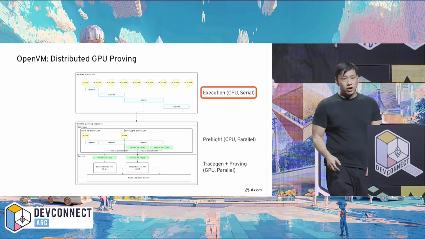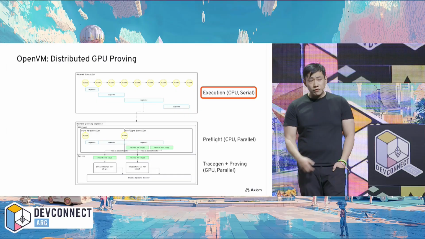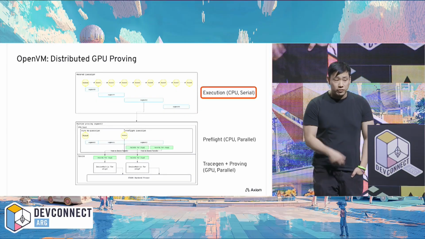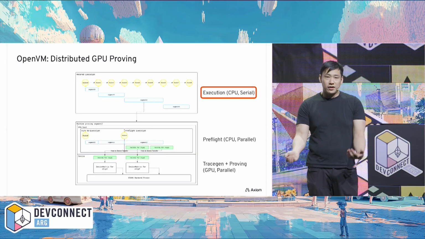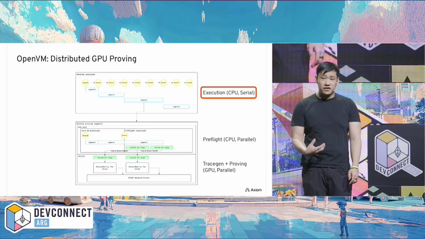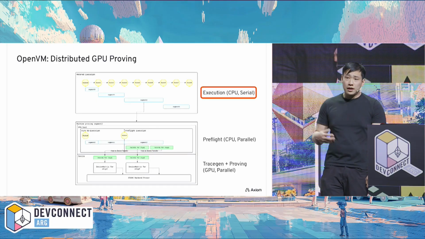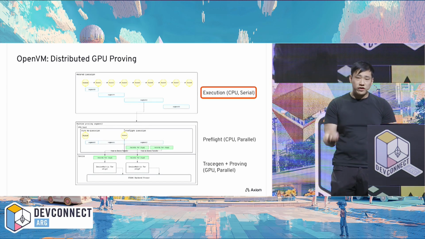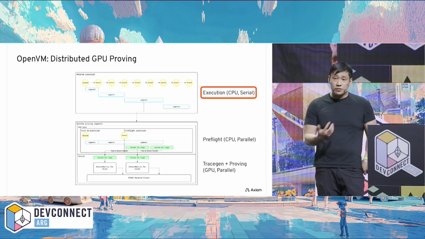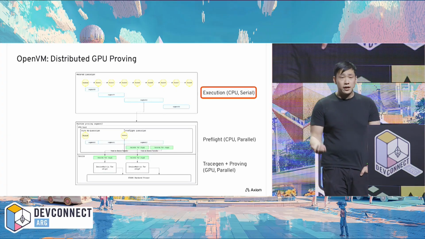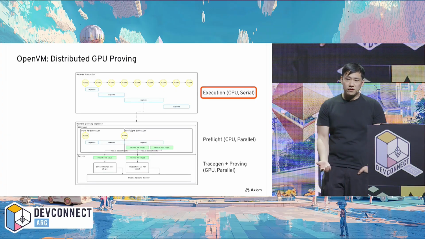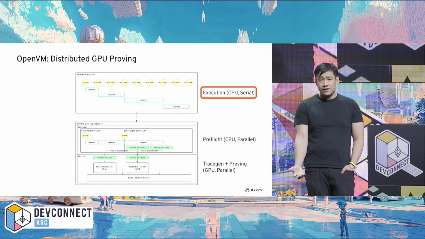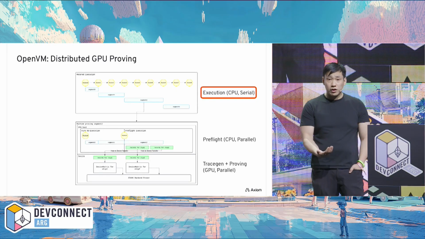OK, so in our distributed proving pipeline, we have roughly 3 steps. The first is that we have to execute the guest program of interest, the Ethereum state transition function, on the CPU. That's done in serial. After that, we execute again in pre-flight execution to prepare for trace generation. And then finally, we do GPU proving. As you can see, the only serial step in this process is the CPU execution. As a result, for something latency sensitive like real-time proving, it's a pretty critical bottleneck.